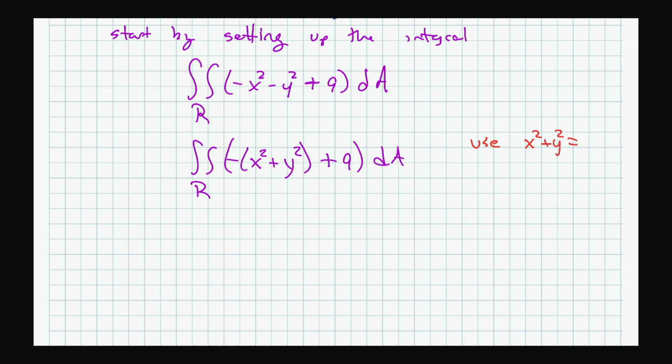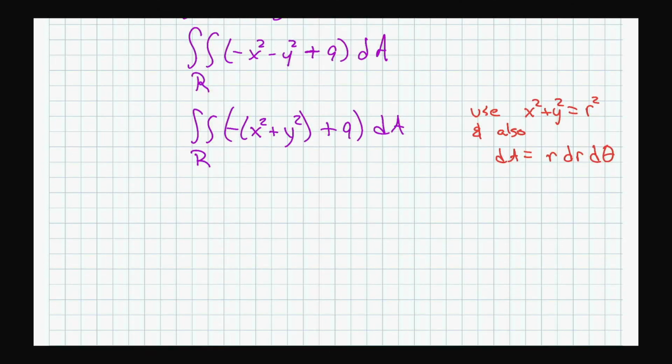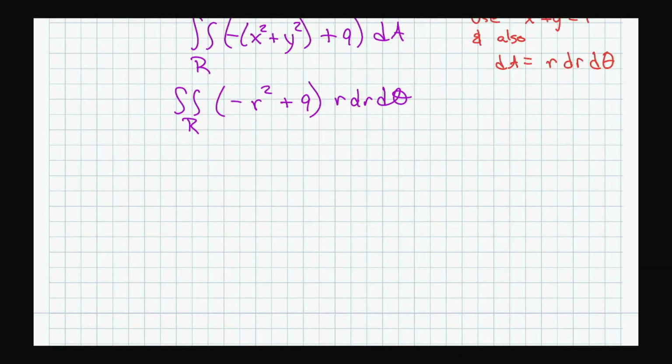And so we'll use our x squared plus y squared equals r squared. And then also, we may as well put in the dA, which was r dr d theta. So our integral will become the double integral over R of negative r squared plus 9, and then r dr d theta. So the actual integral is not that hard to set up. Now we have to worry about the region.